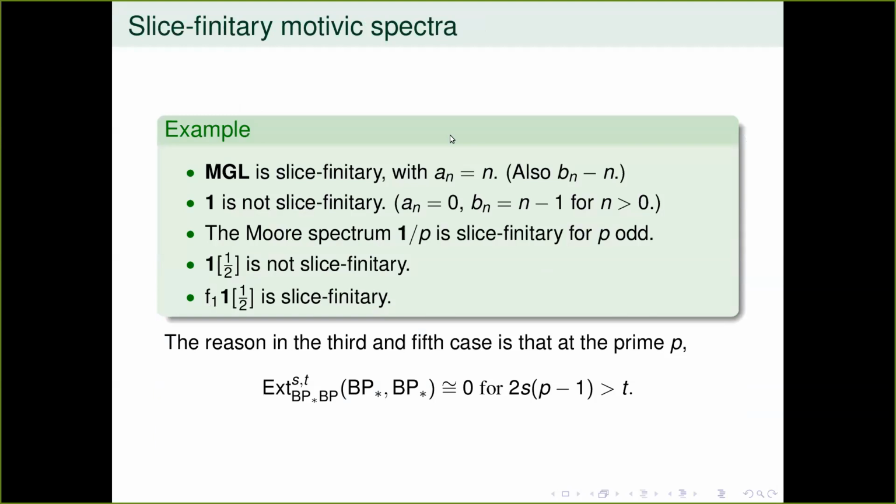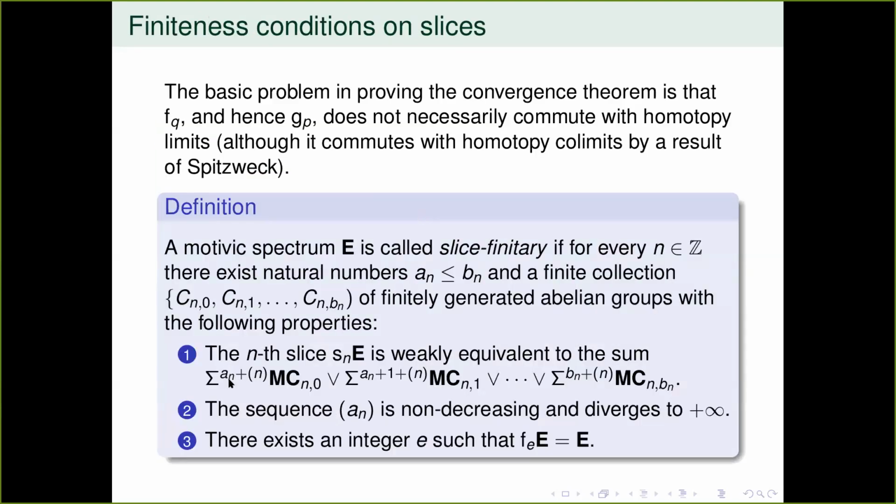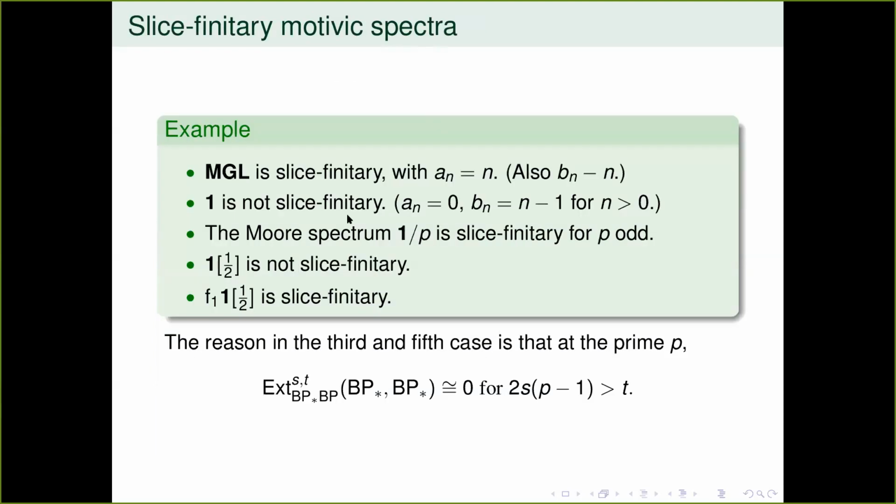And we see, for example, algebraic bordism is slice finitary. The nth slice, for n a natural number, is an (n, n) suspension of finitely many integral motivic Eilenberg-MacLane spectra. And the sphere spectrum itself is not slice finitary because we have in every positive slice a suspension of a mod 2 Eilenberg-MacLane spectrum. So when we want to write down this number a_n, which describes the connectivity in this definition, it has to be zero for every slice for the sphere spectrum. It's just too bad. It does not diverge to infinity.